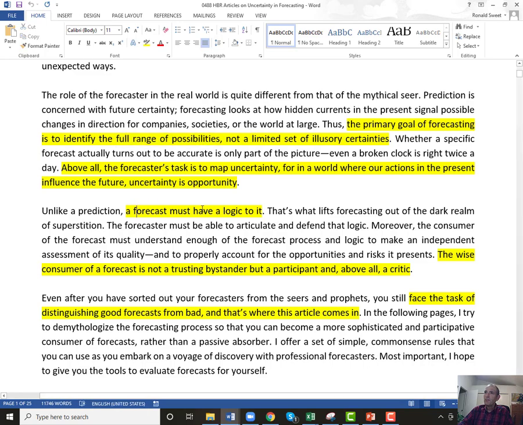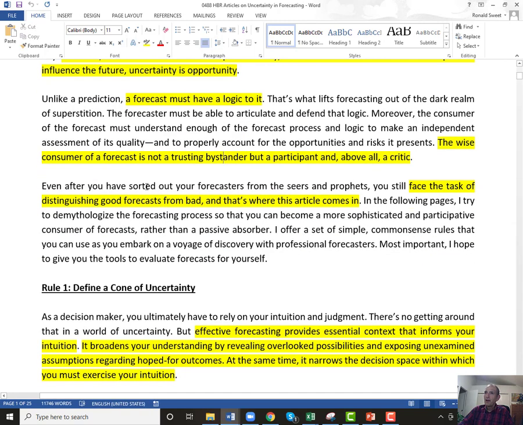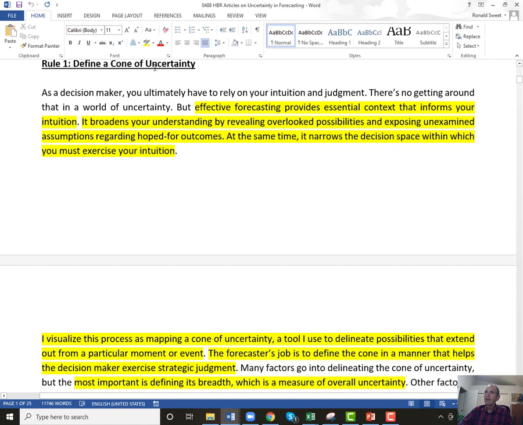A forecast must have logic to it. The wise consumer of forecasts is not a trusting bystander, but a critic. So what is a good forecast, and what is a bad forecast? Here's what he's going to do. Number one, define that cone of uncertainty. What is that distribution? You want a forecast that somewhat tells you what's going on.